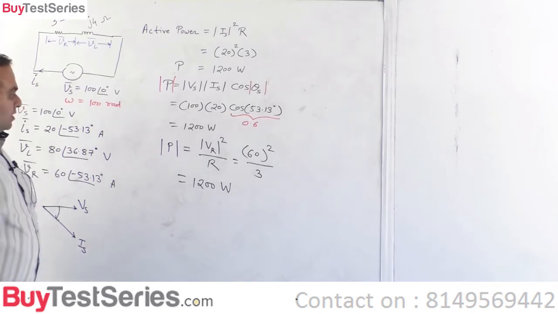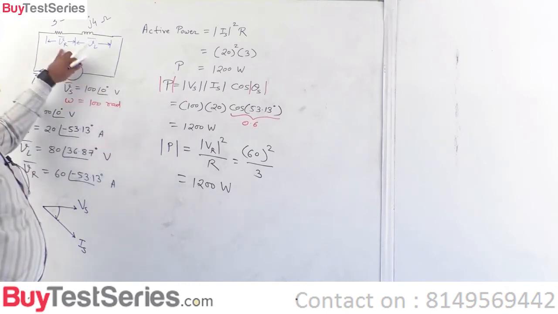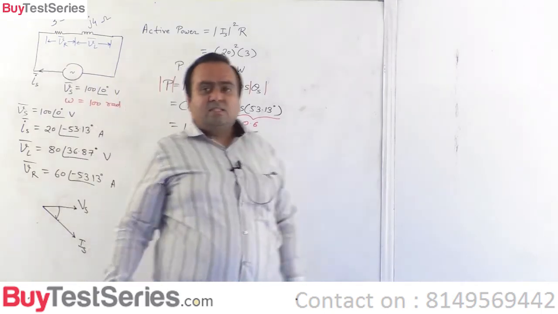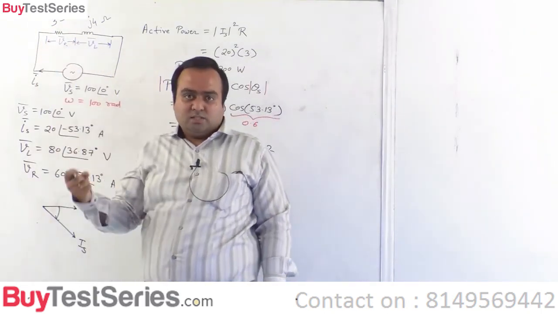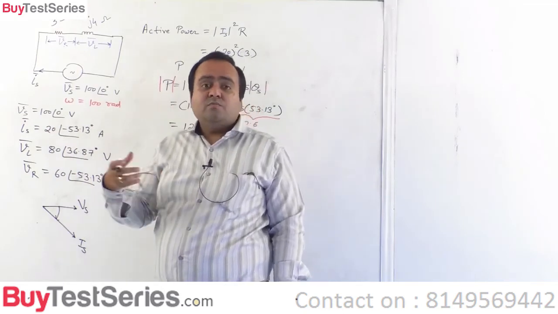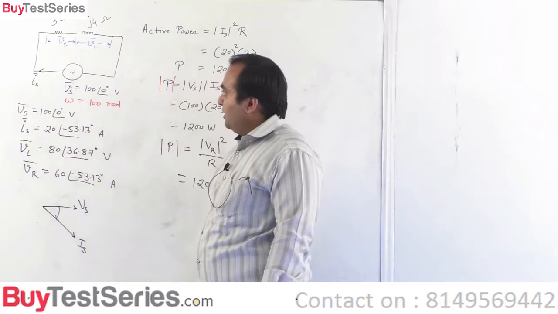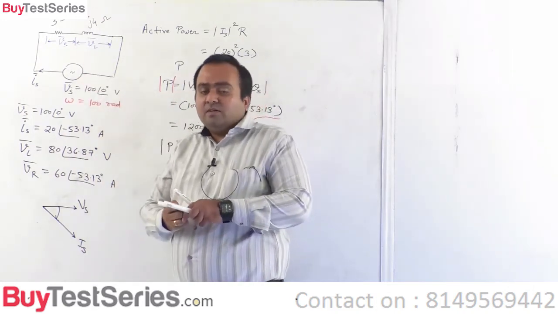Is this okay? This active power is supplied by the source to this circuit, or we can say to this resistance, because in this circuit only this resistive element will absorb the watts, or it will consume some wattage. The dissipation is always in terms of watts. Is this okay? This inductor will absorb reactive power.